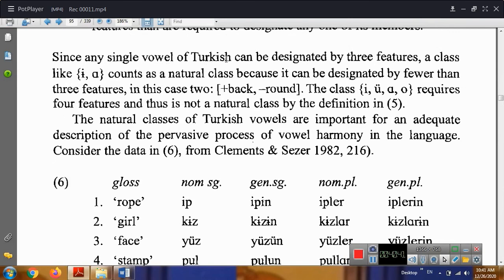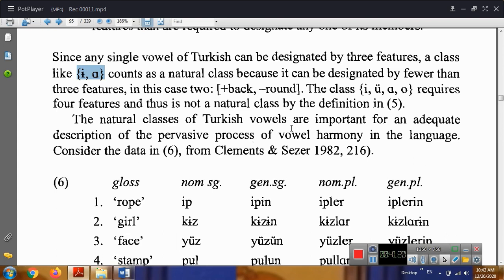Since the single vowel of Turkish can be designated by three features, which I showed you in the previous table, a class like E and O counts as a natural class because it can be designated by fewer than three features. In this case, plus back, minus front. By plus back and minus front, we mean these sounds. The class E, U, O, O requires four features, and thus they are not a natural class because they are more than the three features which are necessary to specify the single sounds in this language.